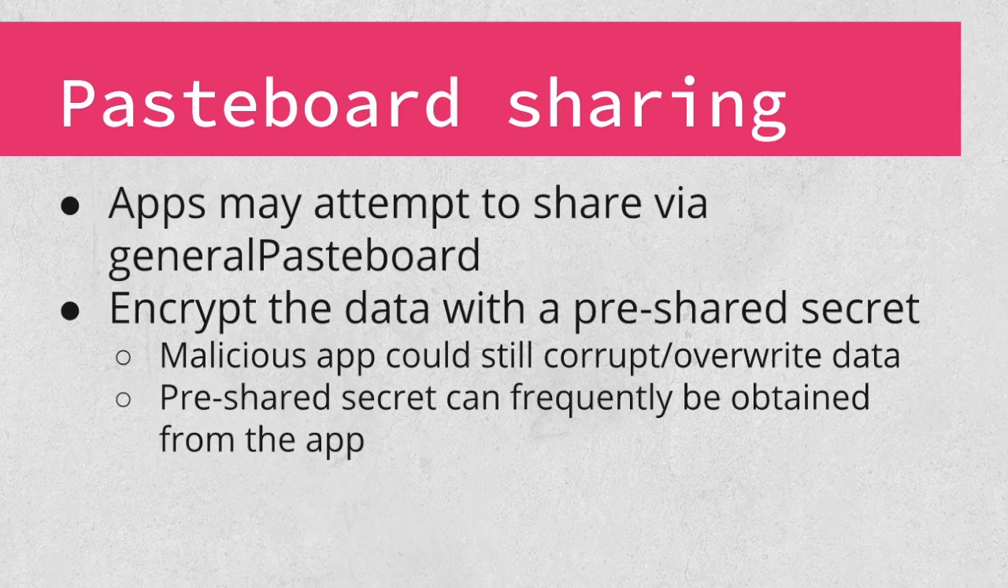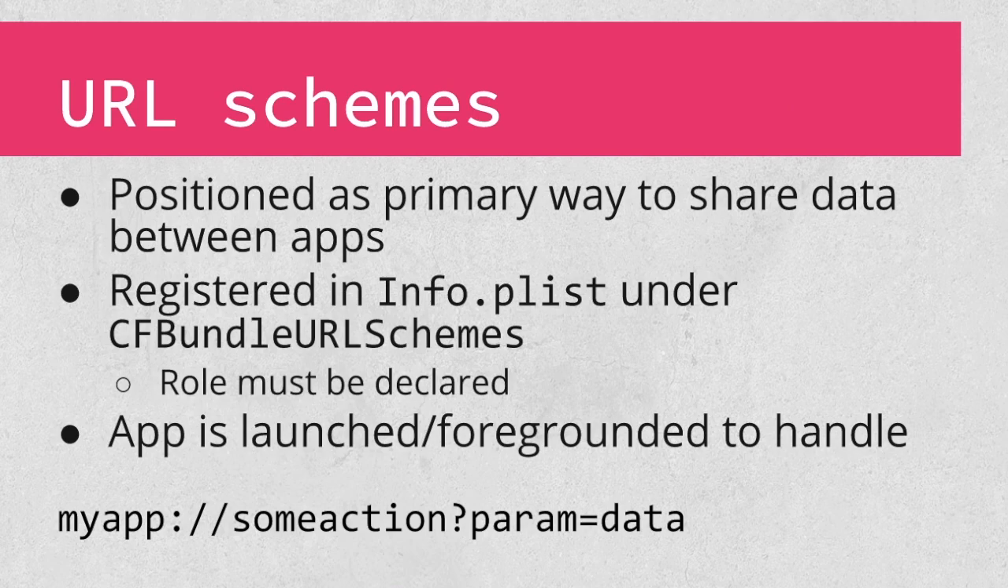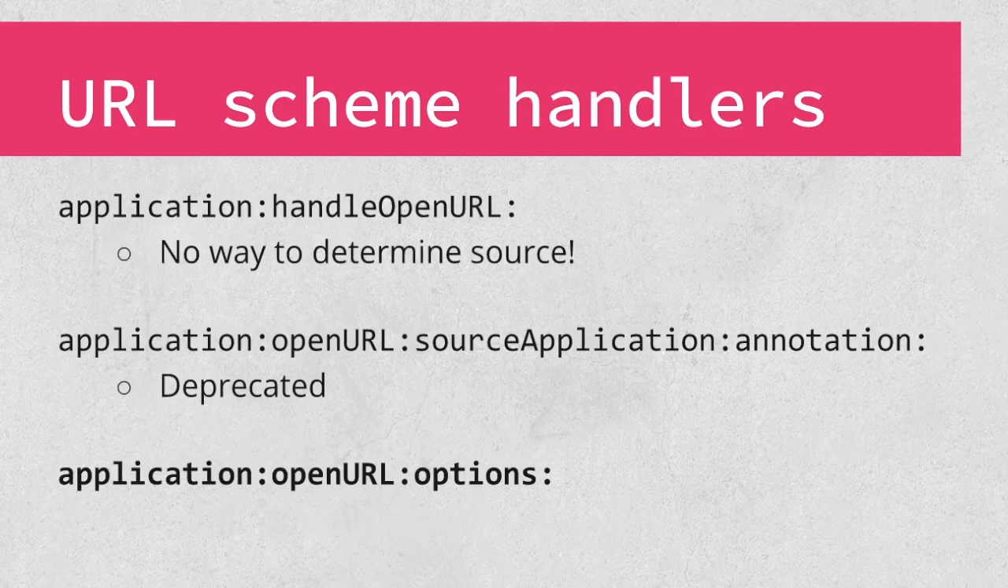Next, let's look at a method that was intended for data sharing, URL schemes. For a long time, this was the recommended way for applications to share data. An application can register a scheme, like the myapp in the URL at the bottom of the slide, in their Info.plist file. This tells iOS to launch or foreground the application when a URL with that scheme is loaded. The application also must specify a role of editor, viewer, or none. Documentation on what the role means is pretty sparse, but if no role is specified, iOS will default to assigning the role of viewer.